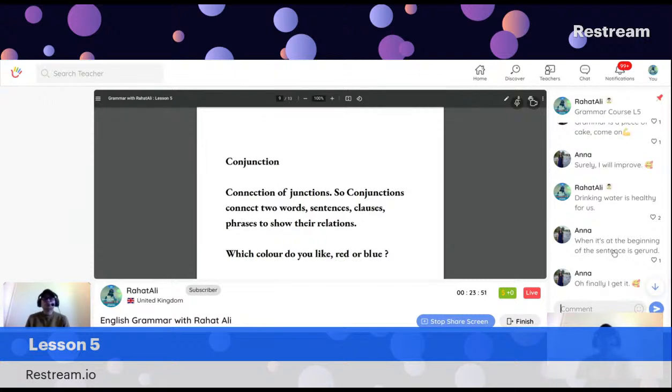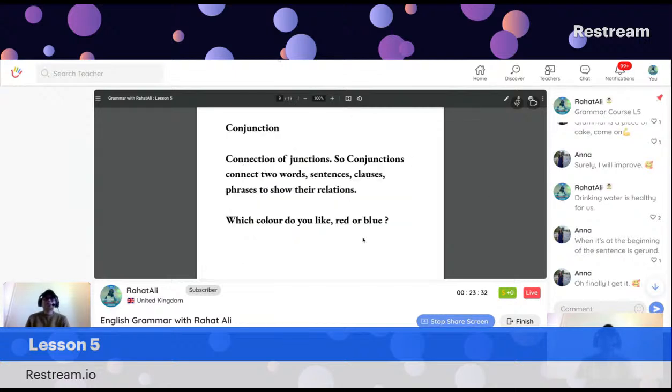Okay, so look at this explanation once again. Conjunction, connection of junctions. So a conjunction connects two words, sentences, clauses, phrases, etc., to show their relations. So basically, for example, which color do you like, red or blue? You see, there the word 'or' has connected the red and blue color.